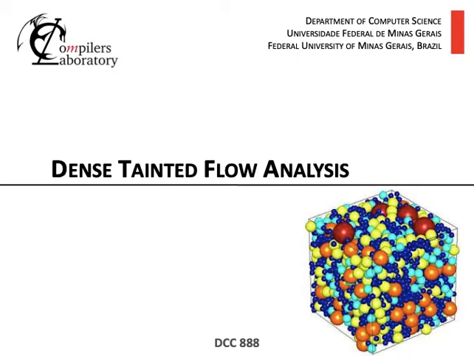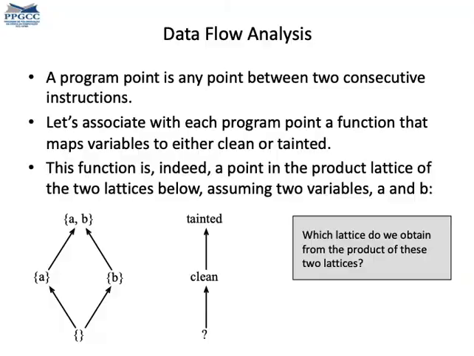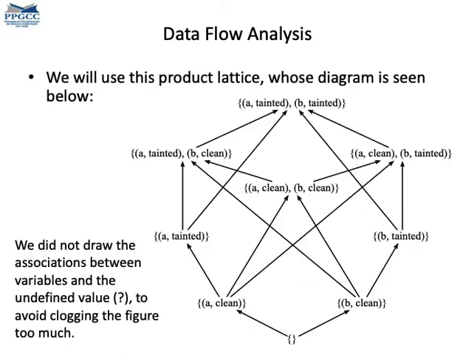Hi, I'm Fernando Pereira from UFMG in Brazil, and today we shall talk about a dense implementation of the tainted flow analysis. We shall explain how this implementation works using the toy language that we have defined in the last class. Our dense analysis will map every variable at every program point to one of three possible abstract states: tainted, clean, or undefined. A program point, by the way, is any point in between two consecutive instructions.